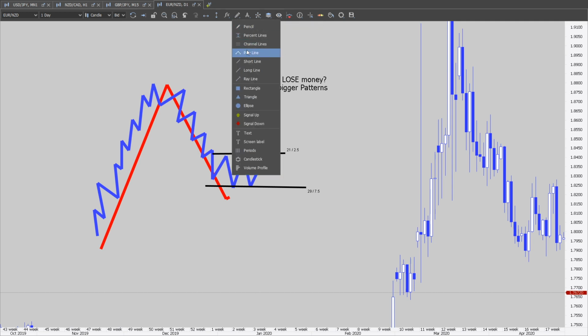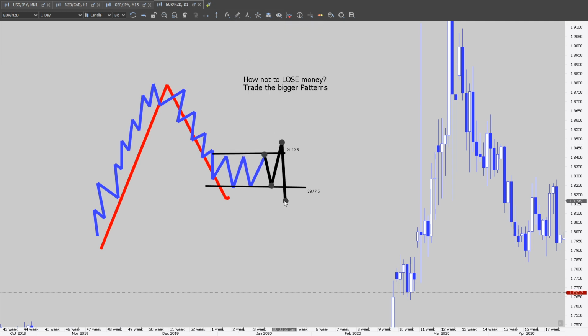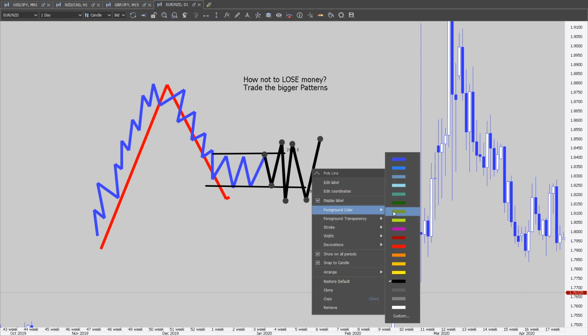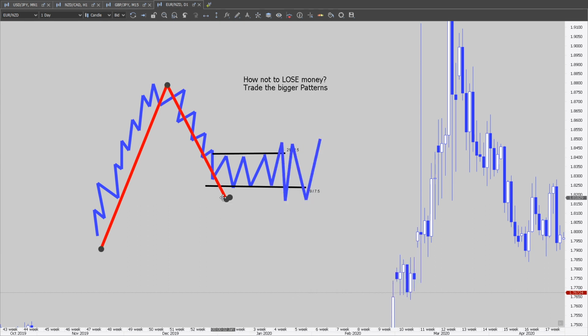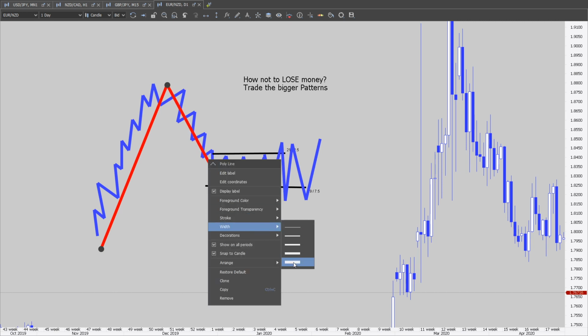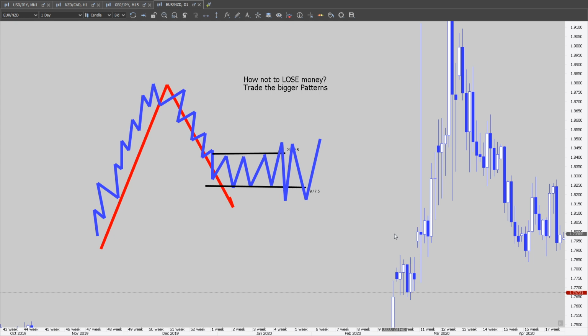Instead of trading the blue one, trade the red one. This is the answer.